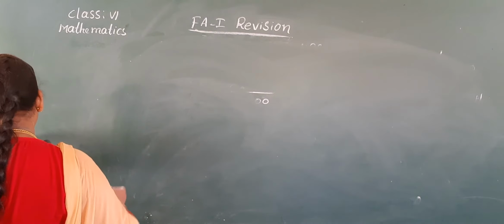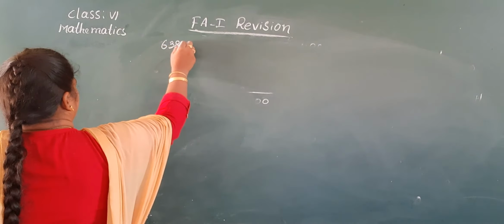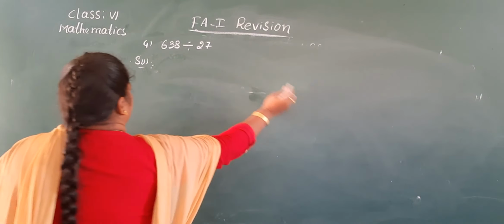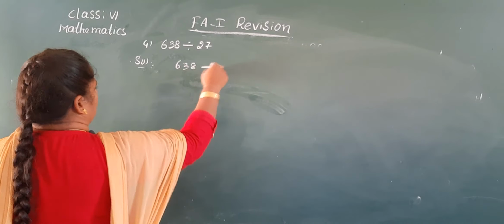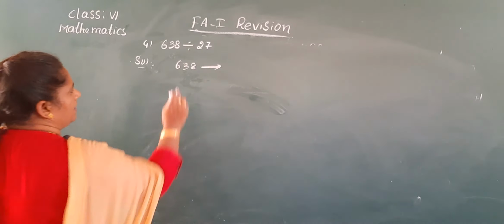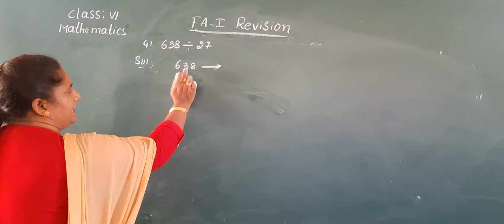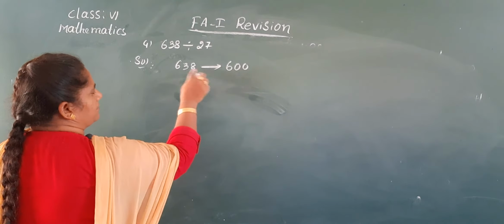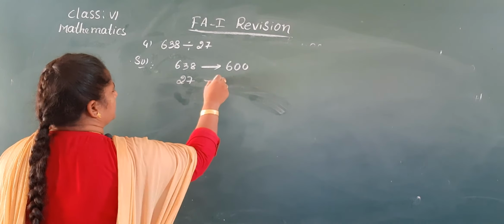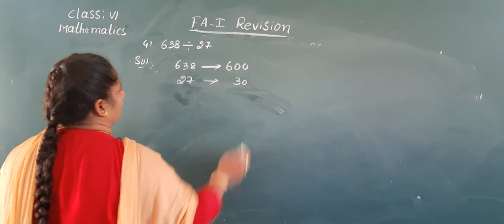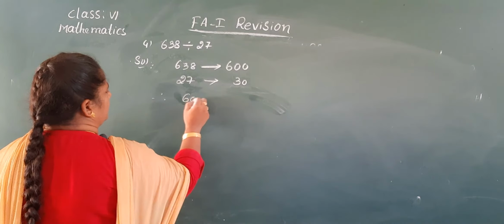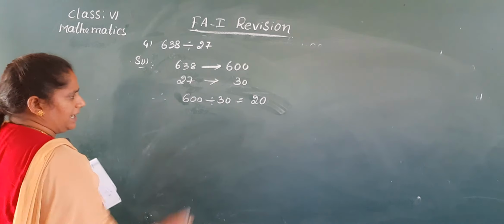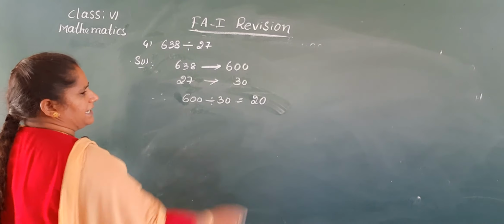So what's the problem? 638 is divided by 27. So first round off these numbers. It's a 3-digit number, so round off this number to the nearest 100. The digit at the tens place is 3. It is less than 5, so this number is rounded down. That means 6 itself and keep 2 zeros. Now 27 is rounded to 30. Okay, ma? Therefore, 600 divided by 30 gives the answer 20. 3 2s are 6 and we'll keep 0.